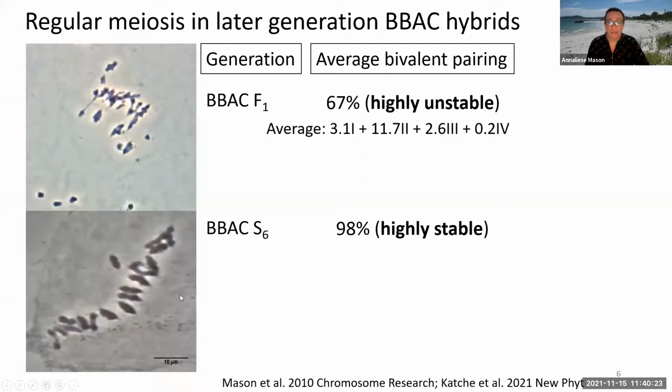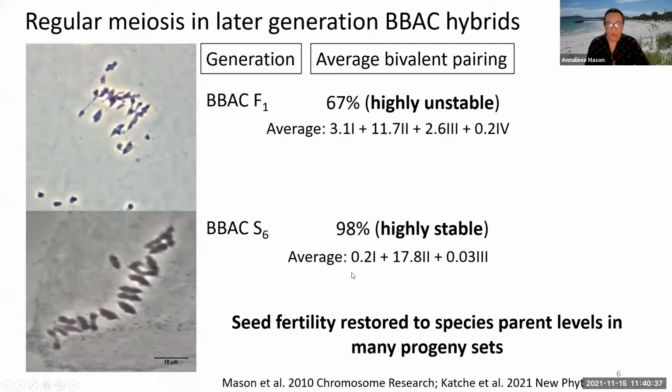But by the time we get to the S6 generation, 6 generations of self-pollination later, we have highly stable meiosis. So we have uniform bivalent formation. Here's the cytogenetics, in case there are any cytogeneticists. We also found at the same time that the seed fertility in these S6 lines restored itself to the parent species levels in many progeny sets. We did a kind of selection where we had small progeny sets in each generation, descended through each lineage. Okay, so seed fertility is back to normal, meiosis is back to normal.